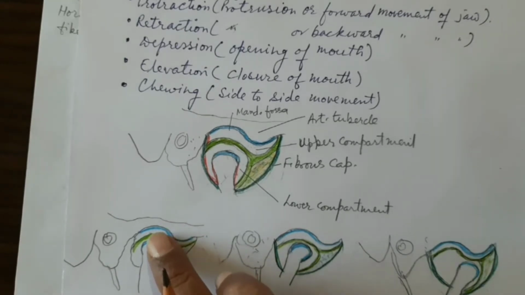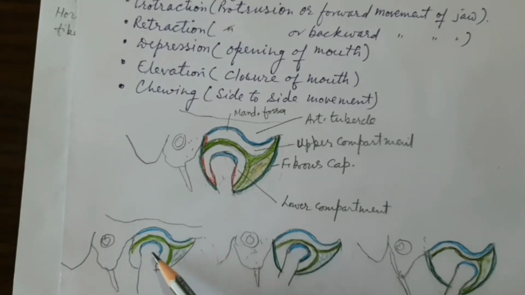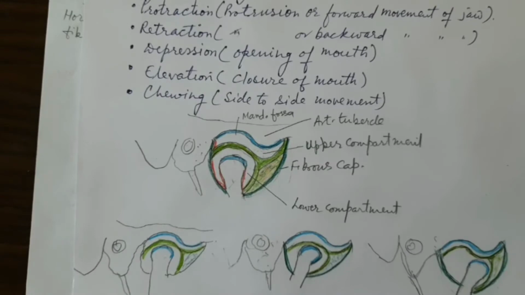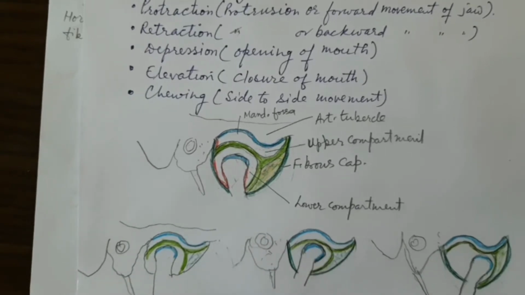No movements are taking place in the upper compartment of the joint, which was taking place in protraction and retraction because of the movement of the articular disc itself. Here the movements are taking place only in the lower compartment, where the head of the mandible is rotating like a hinge joint forward. That means this rotation is taking place on the under surface of the intra-articular disc.